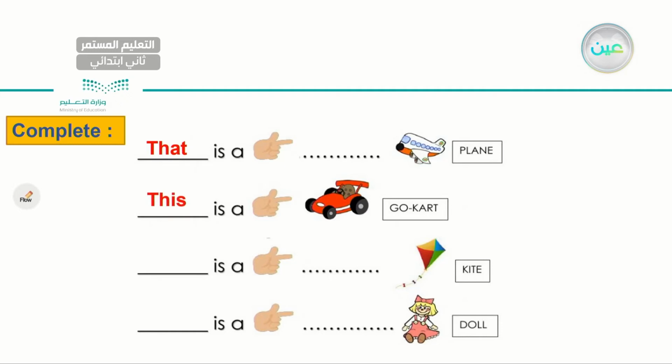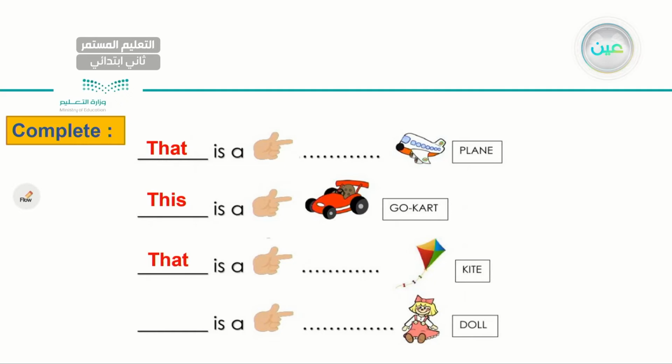How about the kite here? Is it close to me? Is it near or is it far? Actually, it's far. That is a kite. Very good.